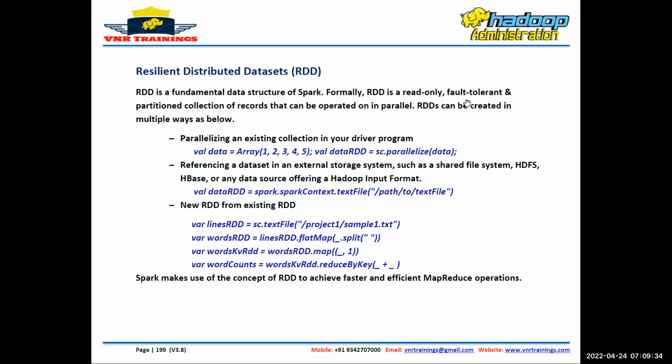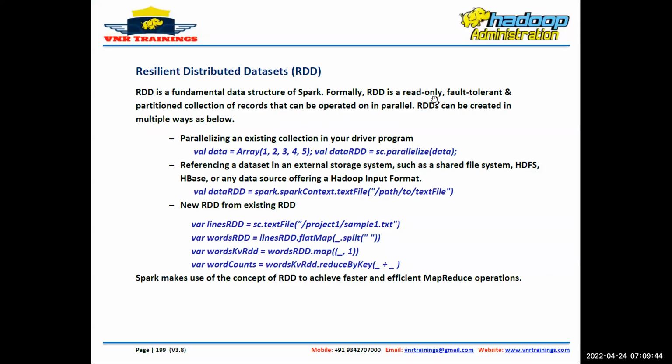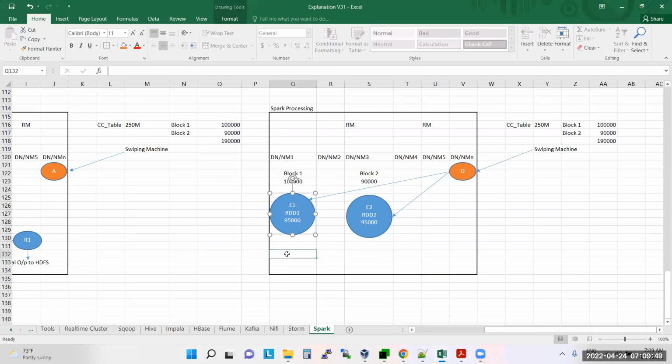That is what I said: it is a read-only, fault tolerant, partitioned collection of records. Partitioned means a split of records. Read-only is fine, but how am I saying it is fault tolerant? Tomorrow, if executor 1 is down, what will the driver do? It will start another machine as the executor and load the same 94,000 records into this new executor.